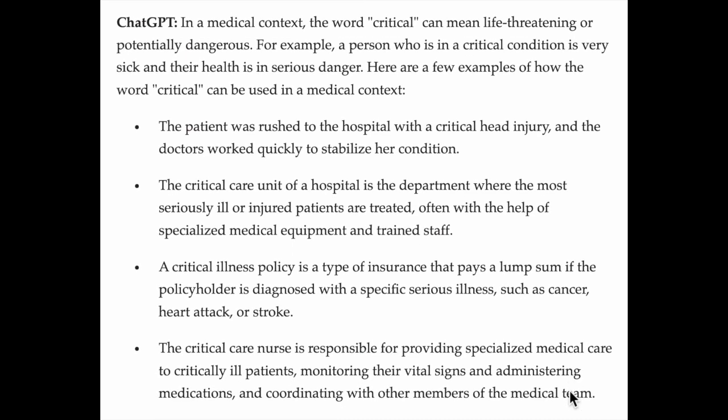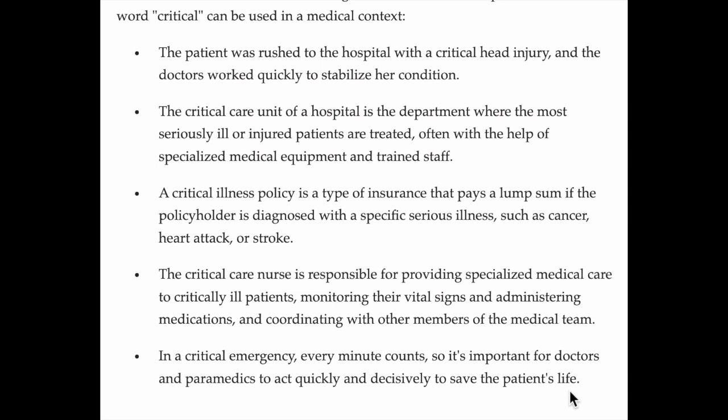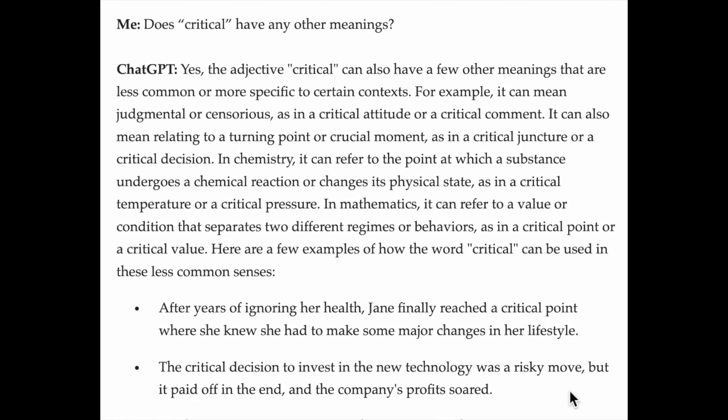Then I asked about the medical meaning, and I also got 5 examples, all in the medical meaning. Critical head injury, critical care unit, critical illness policy. All great. Then I asked, does critical have any other meaning? One of the features of ChatGPT is it remembers what happened before. It remembers the meanings it told me quite a ways back.